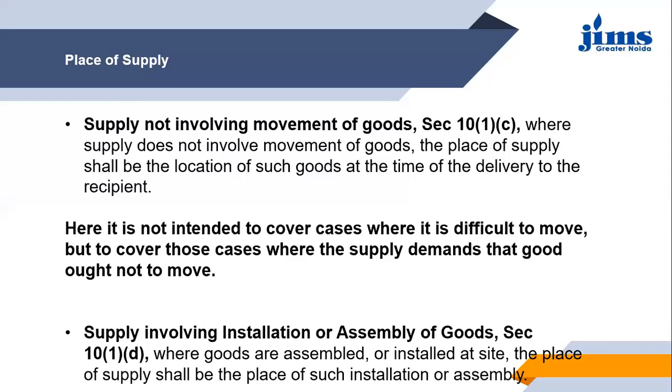Now, one thing to be noted here is, as I have mentioned here in bold, that it is not intended to cover cases where it is difficult to move. We are not talking about the situation where the movement of goods is becoming difficult, and that is why we are considering this section 10, subsection 1, clause C. No, we are considering this section under the situation where the supply demands that goods ought not to move. Meaning out of circumstances, out of situation, it has been assumed that the goods will not be moving from one place to another when the delivery of goods has been handed over from the supplier to the recipient.